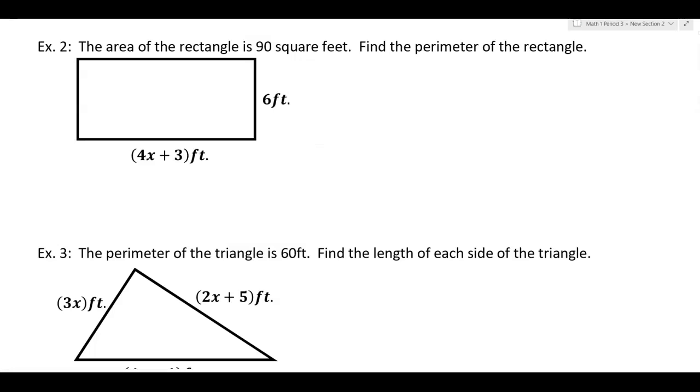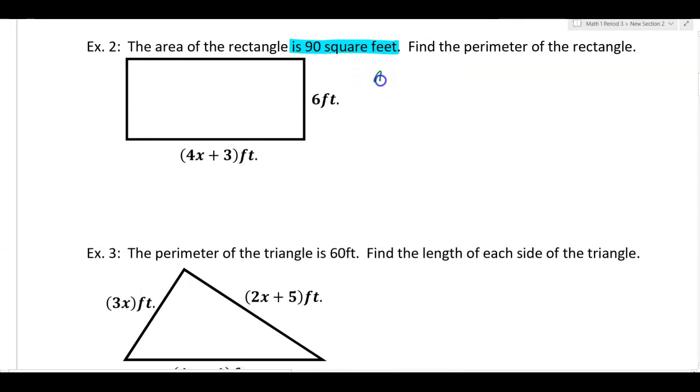Example 2. The area of a rectangle is 90 square feet. So here they tell you the area is 90. And if I write the formula for the area, it's length times the width. So now I know if I take these two sides and I multiply them together, so if I say the length or the width, it doesn't matter, 6 times 4x plus 3 equals the area, which in this case is 90. Now I can go ahead and solve this.